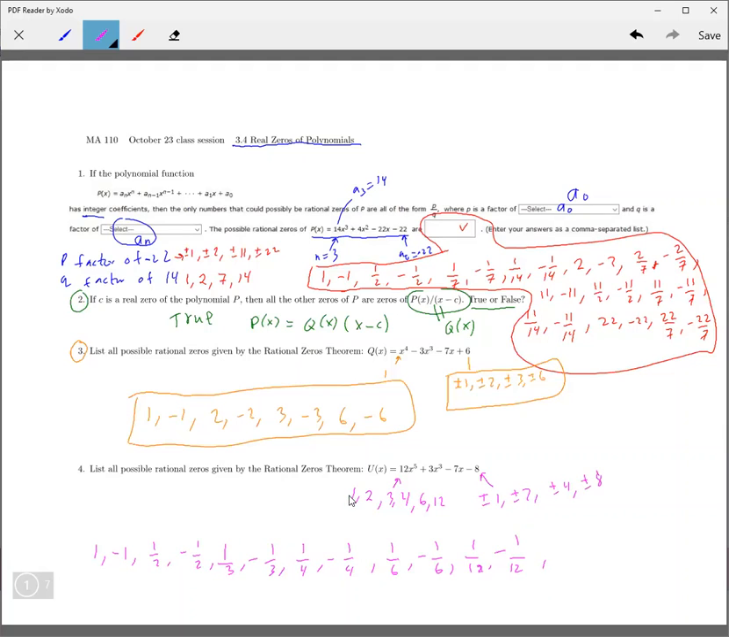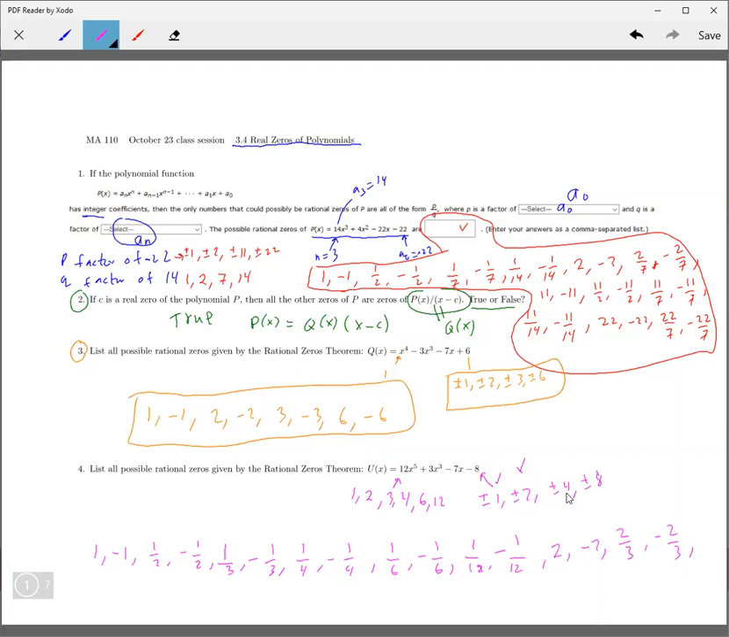So 2 divided by 1, that's 2, and then negative 2. 2 divided by 2 gives us something I already have, so no need to write that again. 2/3. 2/4, that's 1/2, which is already here. 2 divided by 6 is 1/3, which is already there. 2 divided by 12 is 1/6, which is already there. Okay, so that's 2.